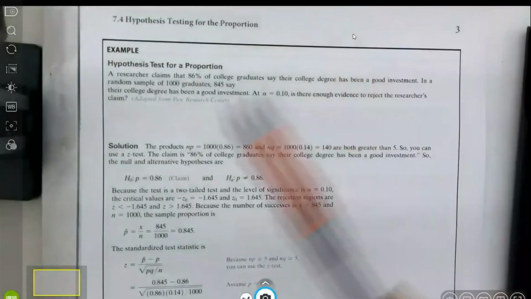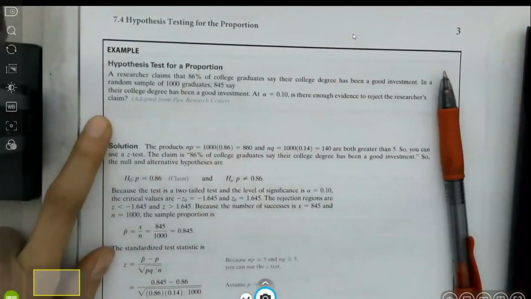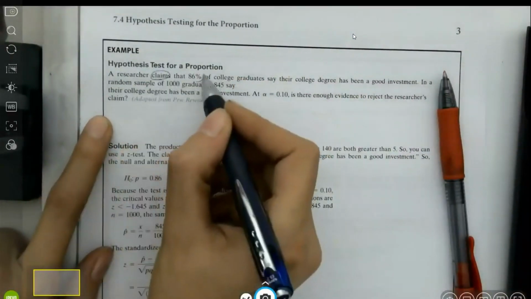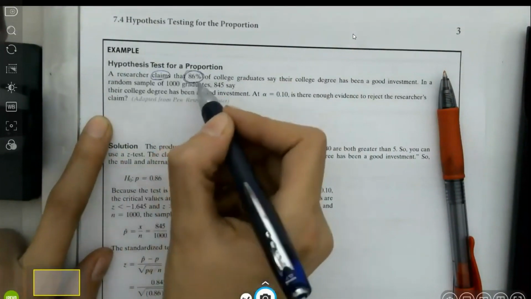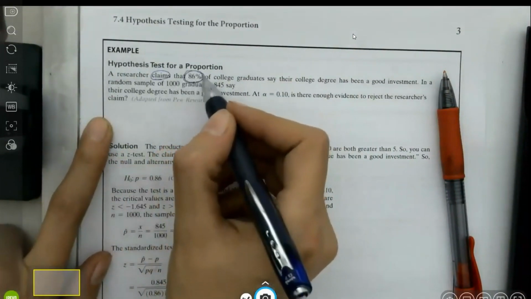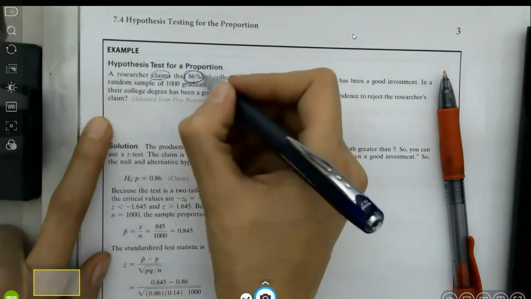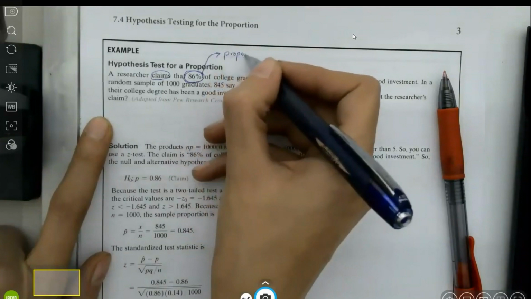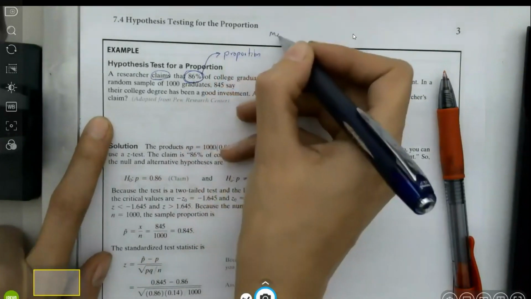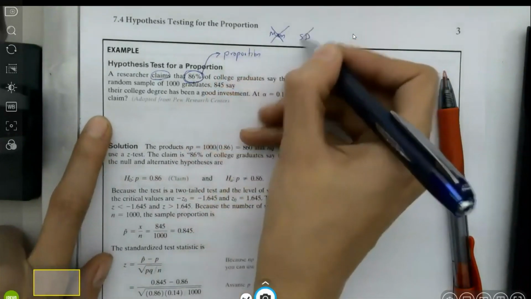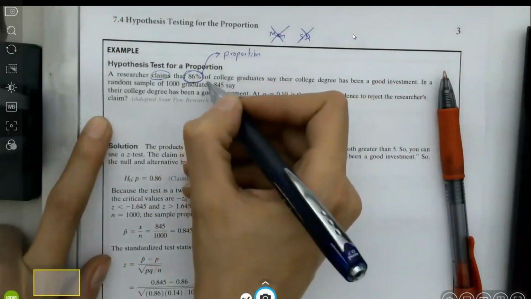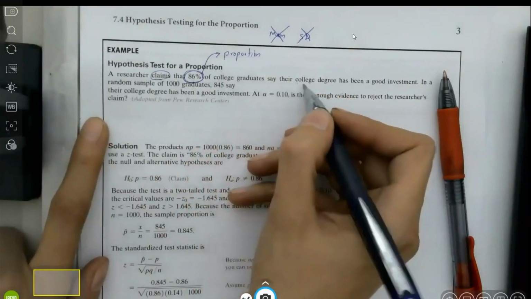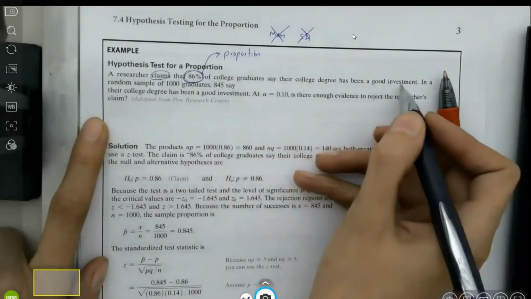So in this question, we have a researcher claims that, okay, we have our claim, 86%. Again, when you see percent, you quickly remind yourselves of proportion. Not the mean, not the standard deviation, just the proportion of college graduates say their college degree has been a good investment.